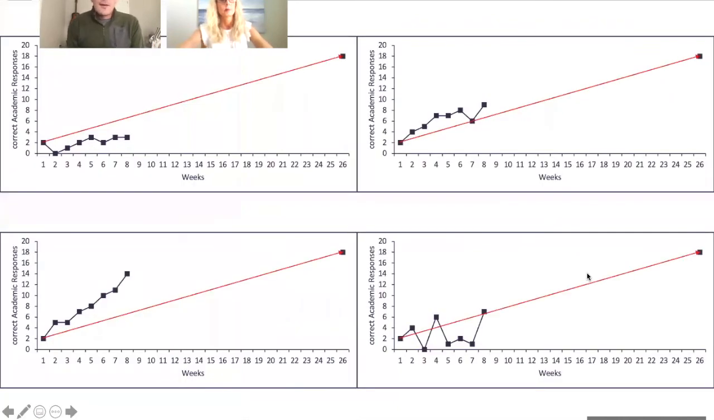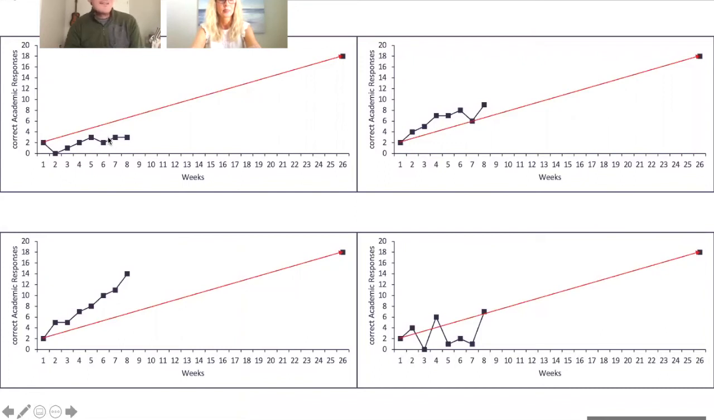Here's 4 more examples that are just hypothetical. So if we walk through some of these things we're talking about, here's our aim line, here's these data. All of the data points are below this aim line. So we could go through calculating the rate of improvement, but I actually don't need to do any of that hard math right now, right? We can clearly visually see the student is below, right? So this student needs an intensified intervention.